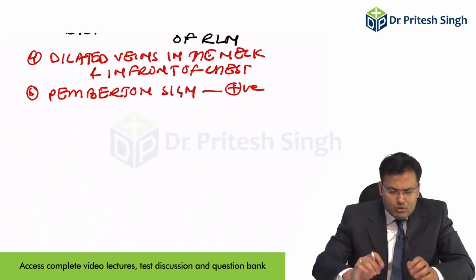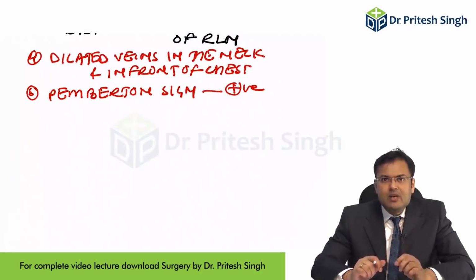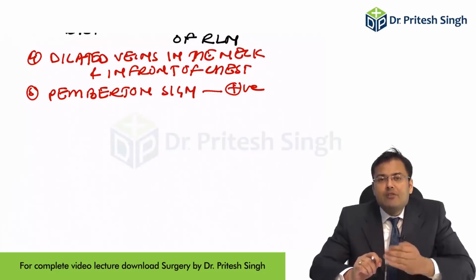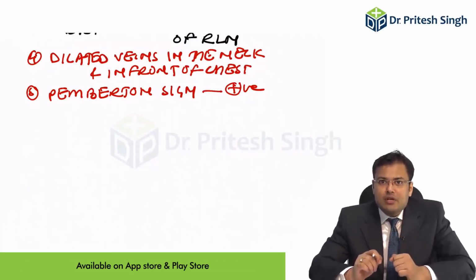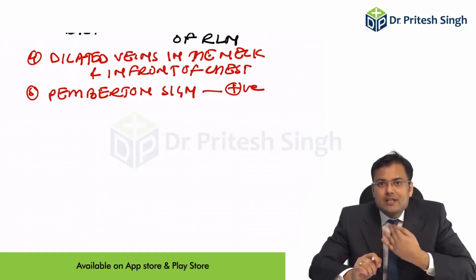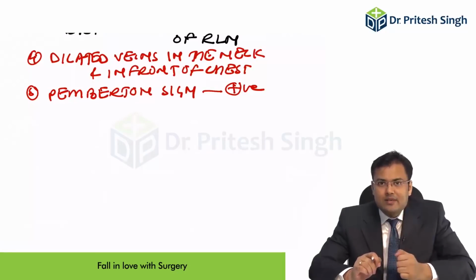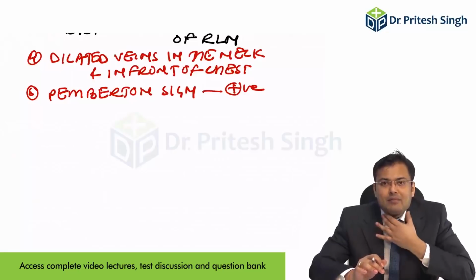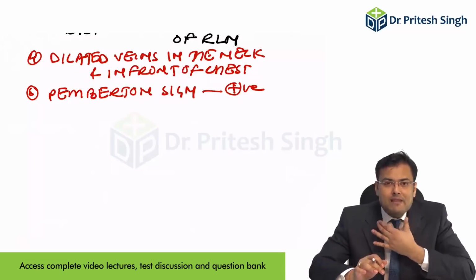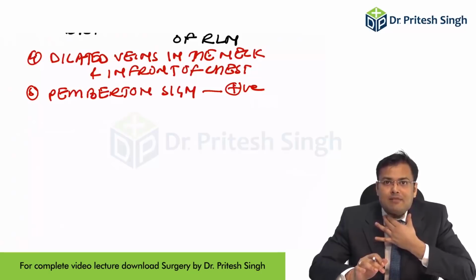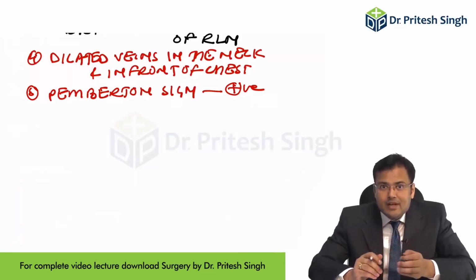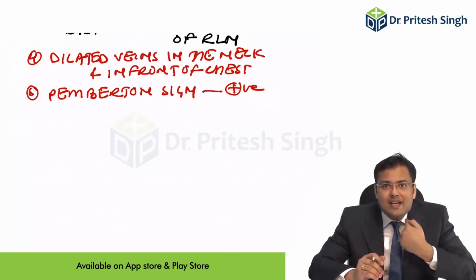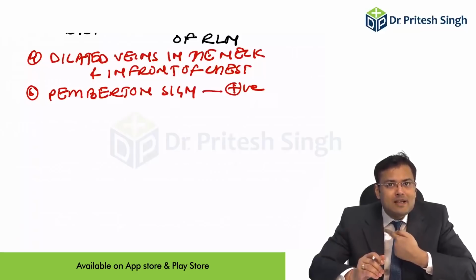Now, how to treat this condition? Which incision is preferred for removal of retrosternal goiter? Options: cervical incision or thoracic. Now see, the blood supply of the thyroid gland is mainly from the cervical region. And if the blood supply is mainly from the cervical region, what is preferred? It is easy to ligate the vessels by cervical incision.